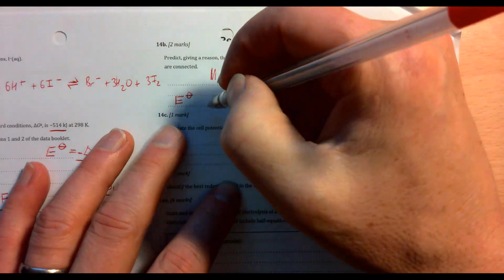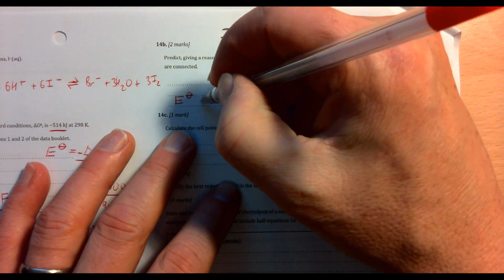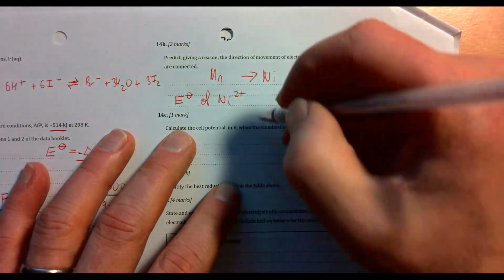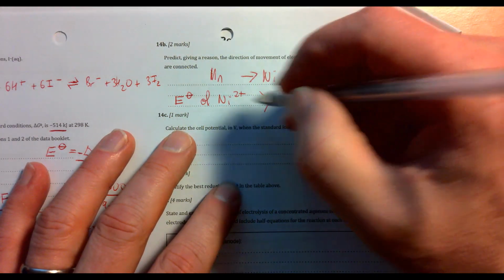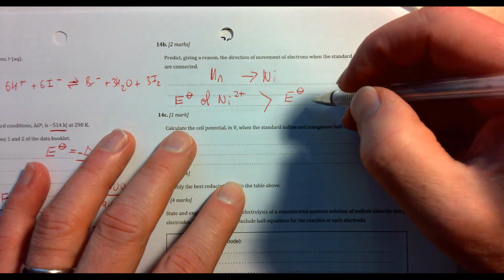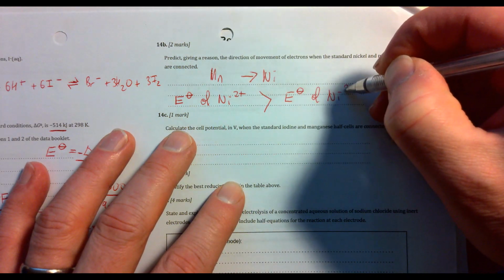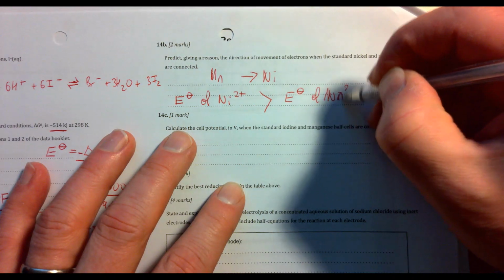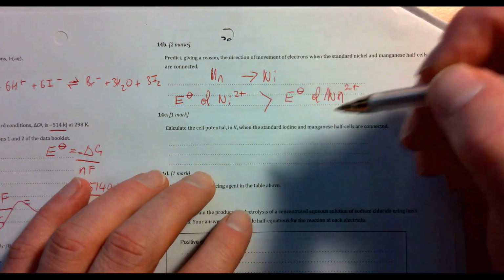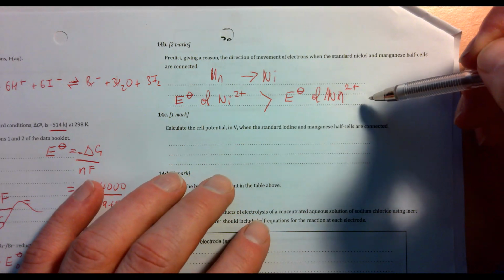So the reduction potential for the reduction of nickel 2+ is greater than, you've got to be clear when you're comparing two things, than the E standard, or the reduction potential, for the reduction of manganese 2+. Okay, so nickel 2+ going to nickel has a more positive value than Mn2+ going to Mn.